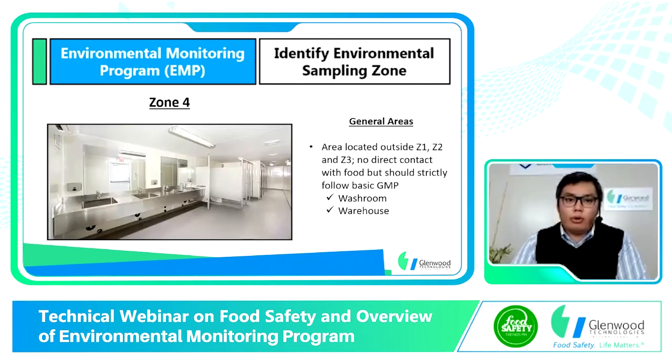And then zone 4 are your general areas. So these are located outside of zone 1, 2, and 3, or outside the food processing area, and have no direct contact with food, but basic GMP should still apply to these zones. So some common examples are the washrooms, the warehouses, the locker rooms. These are examples of zone 4.